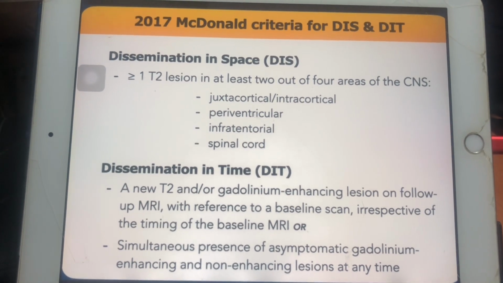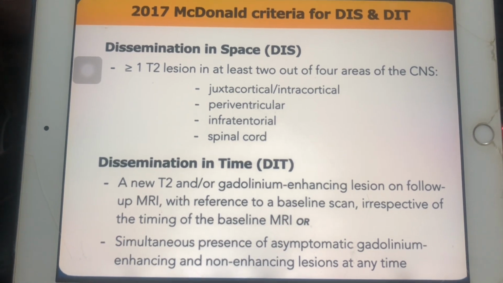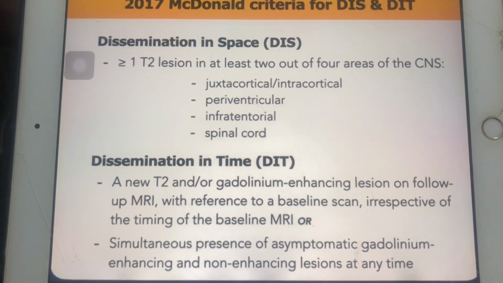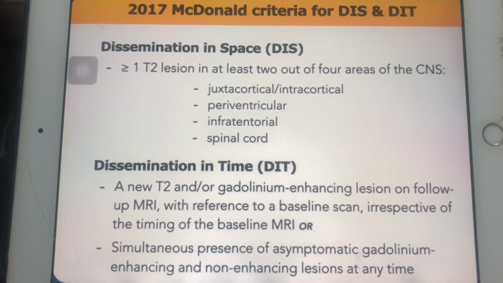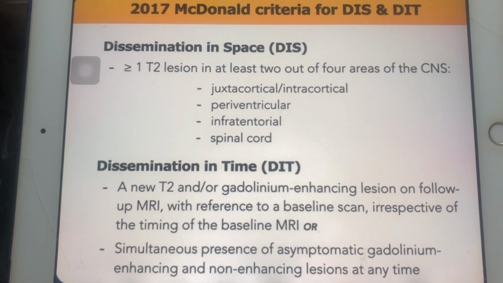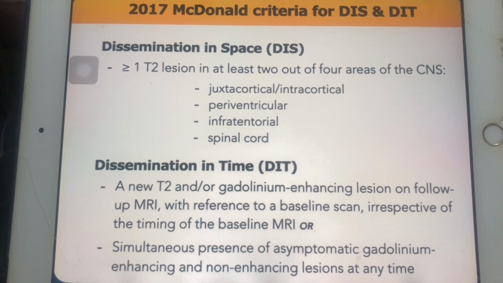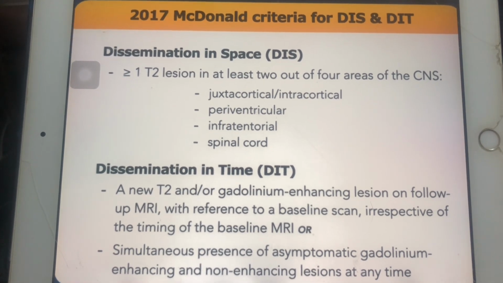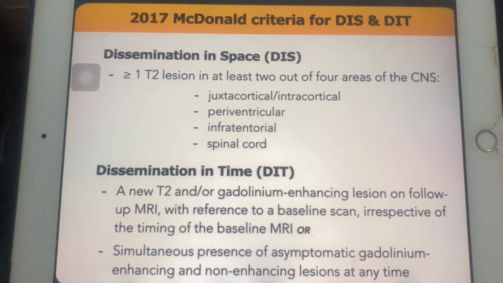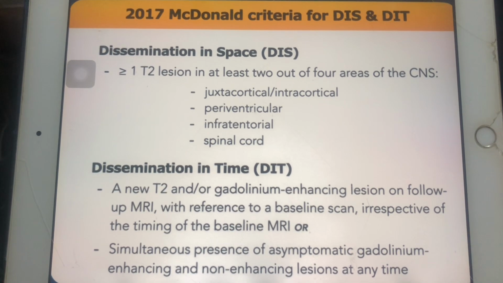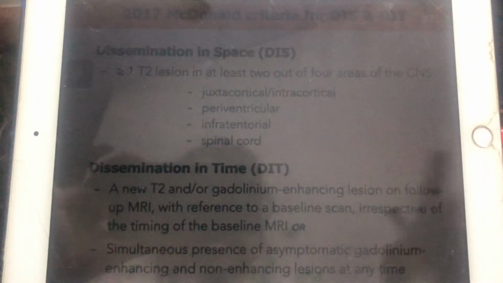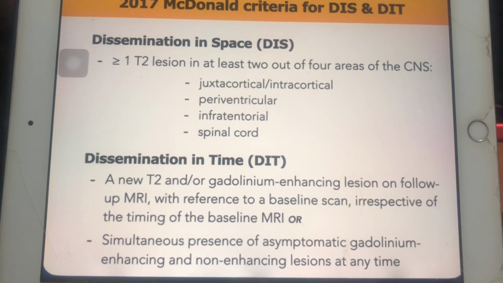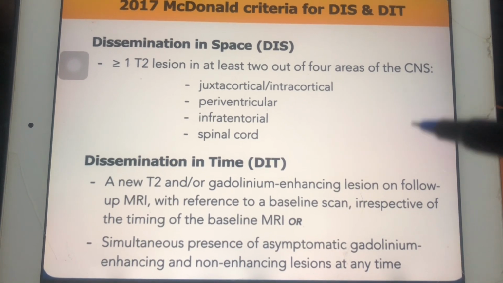So the first thing that we look for is dissemination in space of those white matter lesions. What does that mean? One or more T2 lesions in at least 2 out of the following 4 areas of the central nervous system: juxtacortical or intracortical, periventricular, infratentorial, and spinal cord. When we are looking specifically at periventricular lesions in elderly patients or patients with cardiovascular risk factors, atherosclerosis, hypertension, diabetes, hyperhomocysteinemia, atrial fibrillation, all of these things, it is better to consider more than 3 periventricular lesions instead of just more than 1. That was dissemination in space. We will look at each of these specifically later.